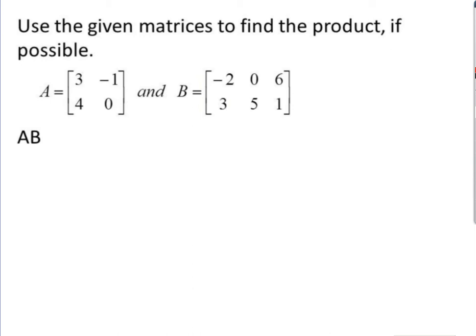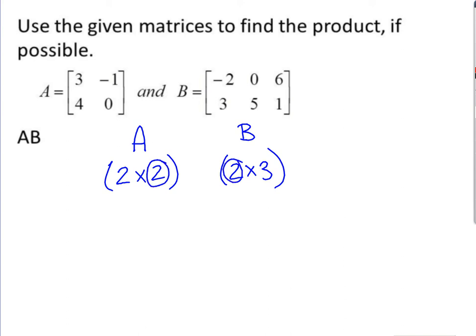So if we take a look at this example, first of all, A is a 2 by 2 matrix. There's 2 rows and 2 columns. Matrix B is a 2 by 3 matrix. Because we have a 2 here and a 2 here, we are allowed to multiply these, and you will end up with a 2 by 3 matrix when you're done.